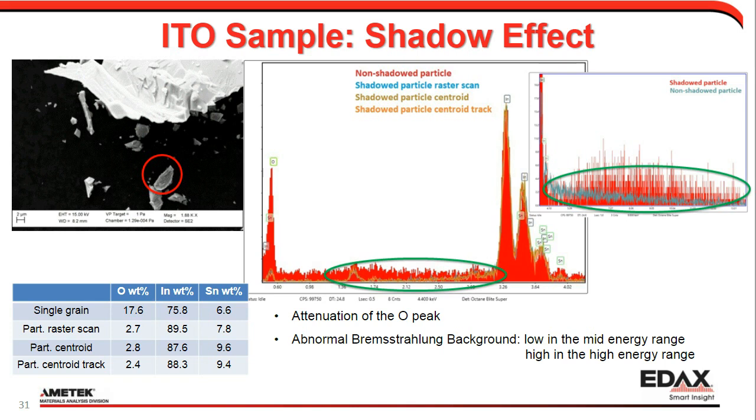In the high energy range, shown in a smaller spectrum, we see the red color is from the shadowed particle. There is a hump in the high energy range. That's because the high energy X-rays can still pass through the bright particle.